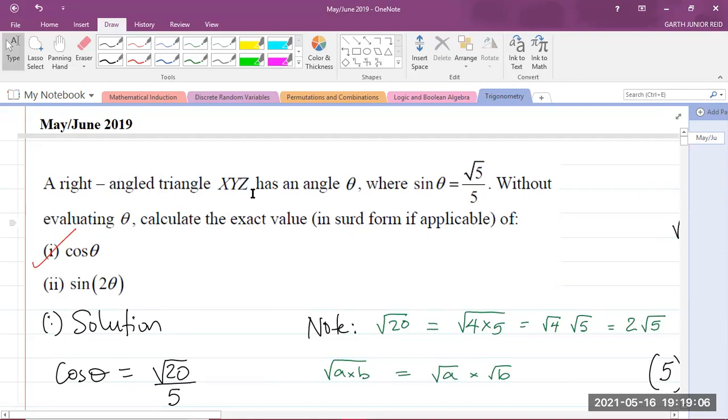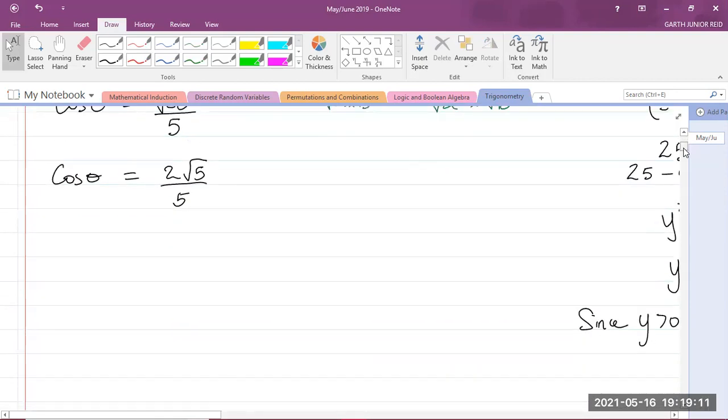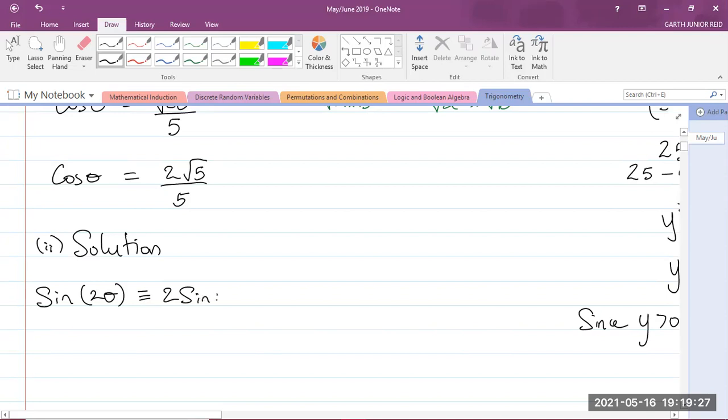Part 2 says we are to find the exact value of sine 2 theta. Let's do that here. Part 2 solution. Now remember that there's an identity for sine 2 theta. Sine 2 theta is equivalent to 2 sine theta multiplied by cos theta.